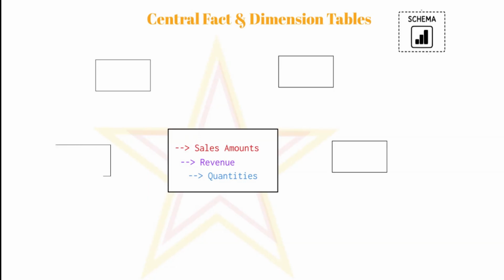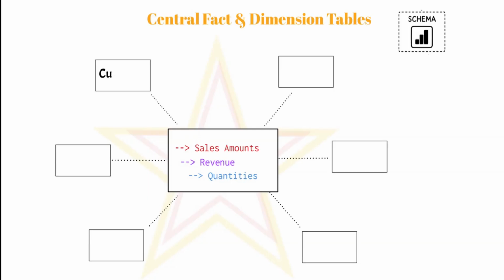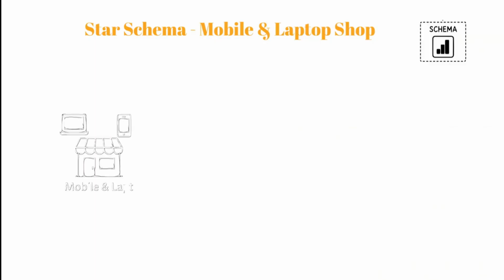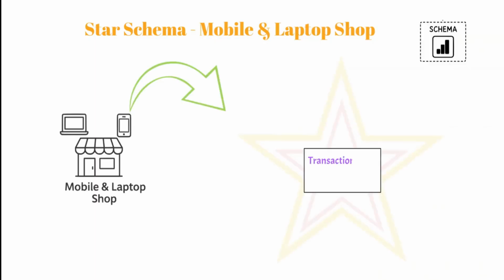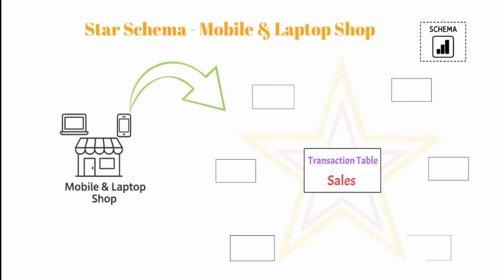The dimension tables are like the story behind those numbers. They tell you who the customer was, which product and brand they bought, when the sale happened, what type of discount was given, and even which vendor supplied. Take our mobile and laptop shop. The transaction table, that is fact table, would store every sales transaction. Then, the dimension tables fill in the details: vendors, discount, products, customers, brand, and dates. When you connect them, you get a complete, easy-to-read picture of the business.